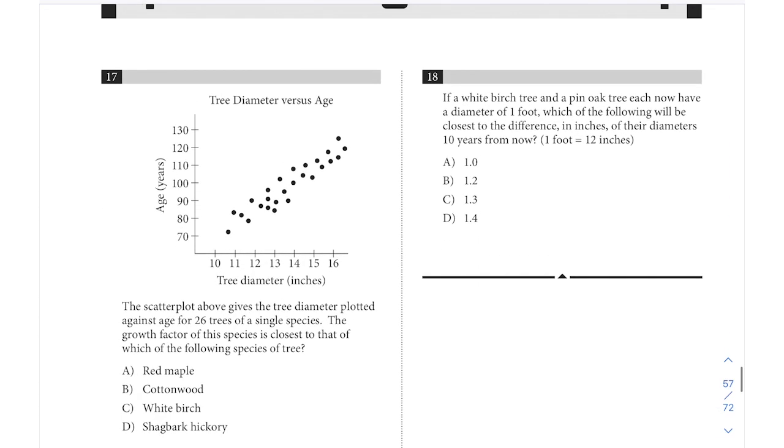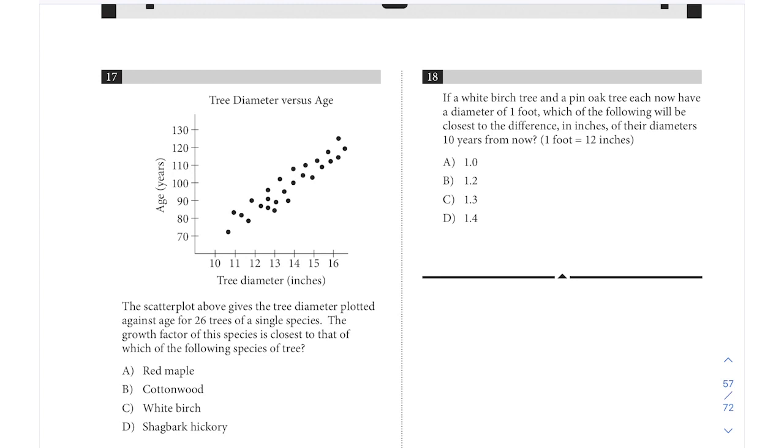We'll have to do a little scrolling back and forth because this is still pertaining to that same table of information. And here we see a scatter plot, and it says the scatter plot above gives the tree diameter plotted against age for 26 trees of a single species. The growth factor of this species is closest to that of which of the following species of tree?